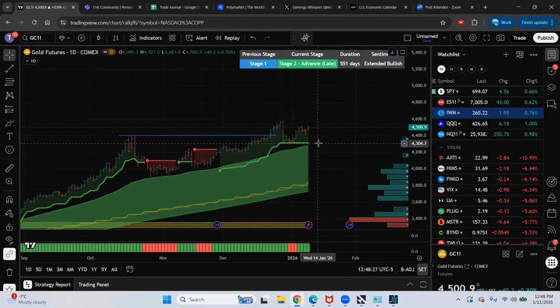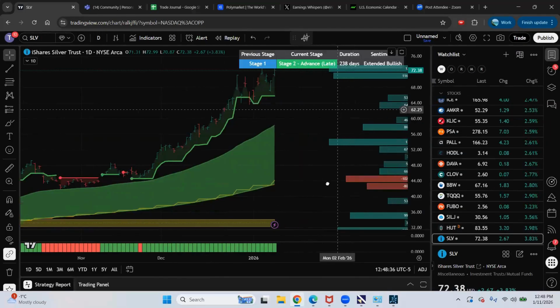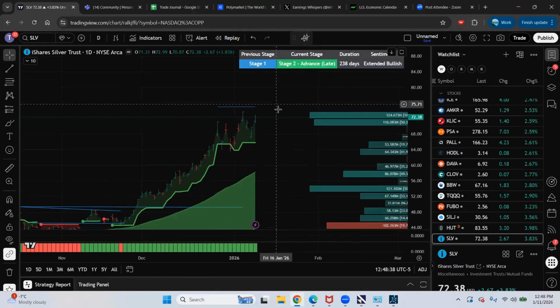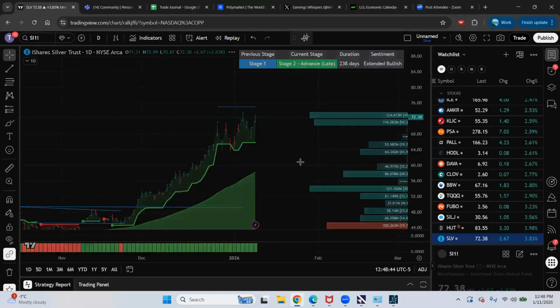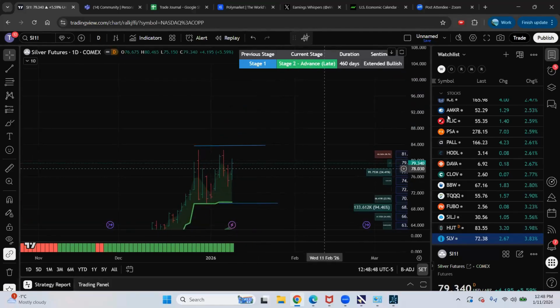I still like my XGD. I added a little bit, as I mentioned to you last week. I added a little bit of SLV last week as well. And that's the next level I'm looking for here, 75.16 on SLV and on silver futures. There's that previous high around 82 or so.